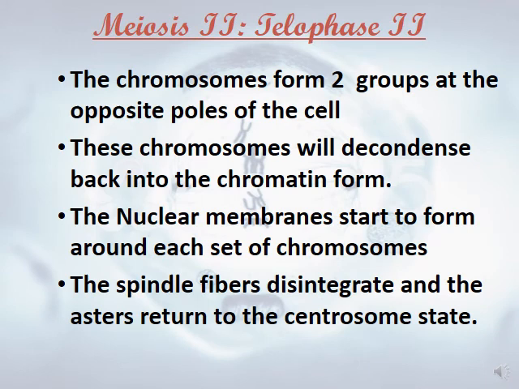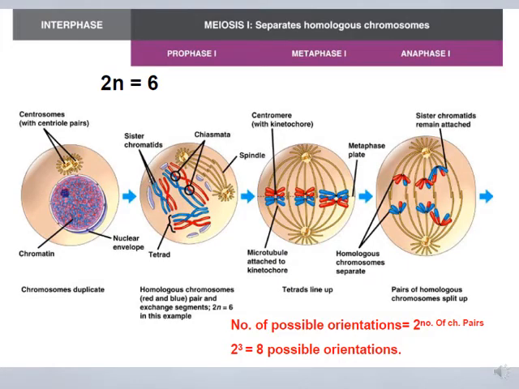The chromosomes form two groups at the opposite poles of the cell. These chromosomes will decondense back into chromatin and form nuclear membranes. Nuclear membranes start to form around each set of chromosomes, the spindle fibers disintegrate, and the asters return to the centrosome state. Here is the figure showing interphase.